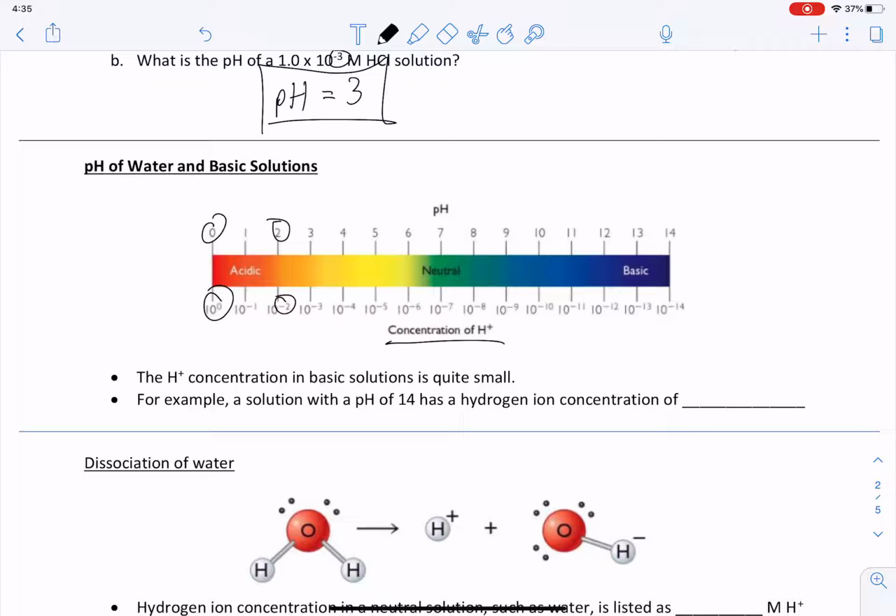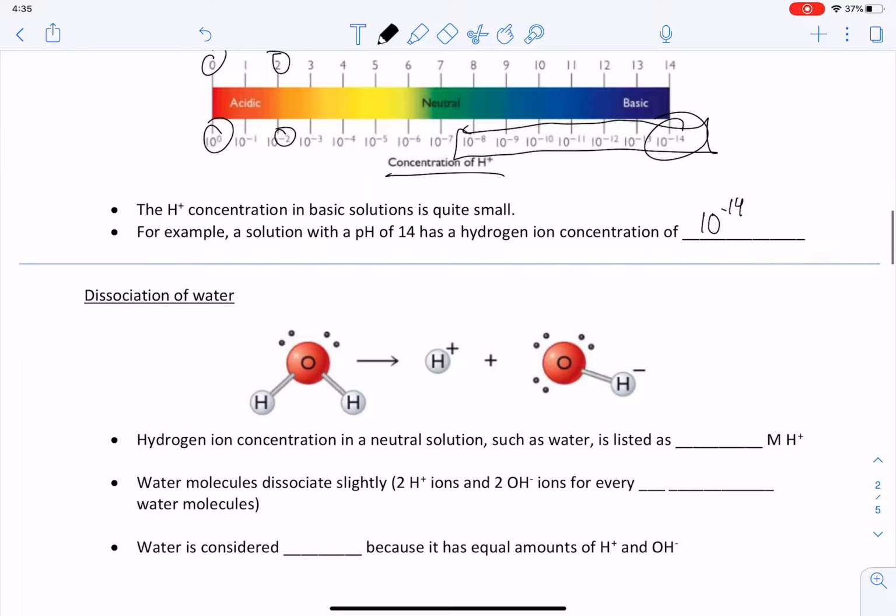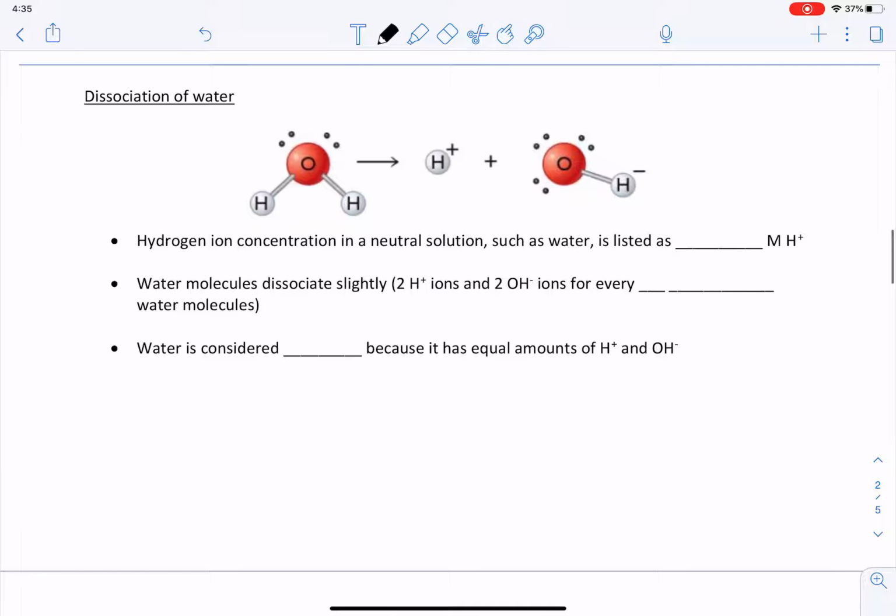And all of these are pretty small, right? The hydrogen concentration in basic solutions is quite small. If we just focus on this rectangle here, those are all extremely small numbers. For example, a solution with a pH of 14 has a hydrogen ion concentration of 10 to the negative 14, right? We can see that there, okay? And we'll keep that in the back of our mind as we continue throughout this.